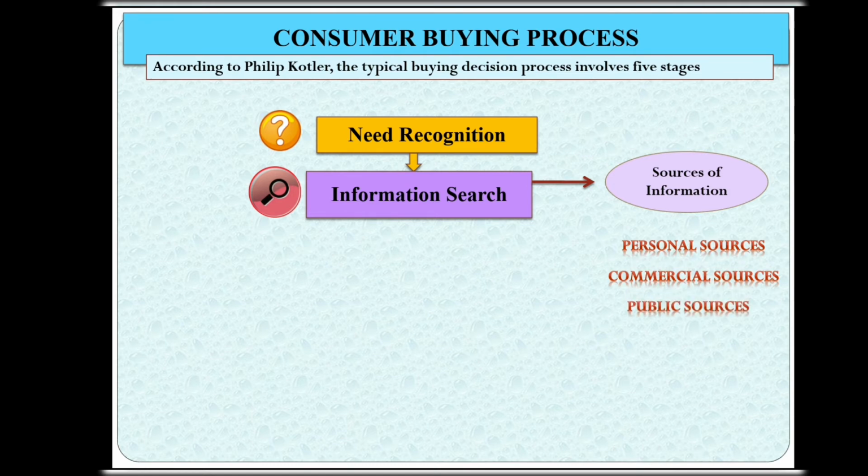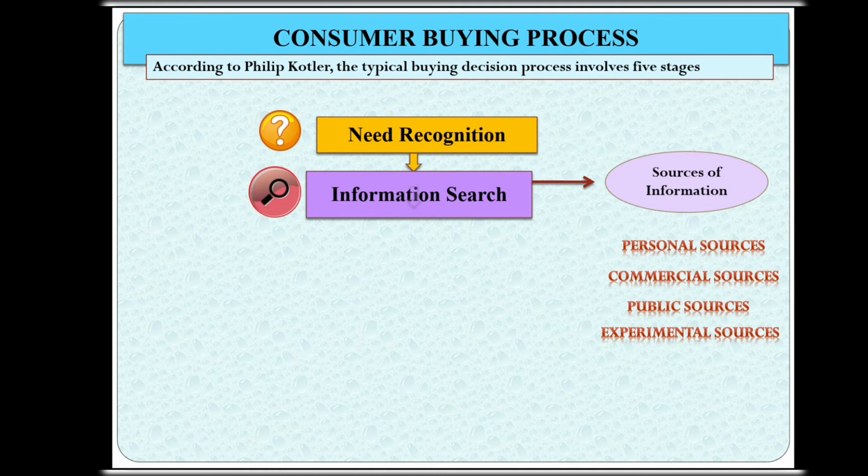Public sources include mass media and consumer rating organizations. So they also become confidential sources to provide information. And then experimental sources. This includes handling, examining or using the product by the customer himself. So such information becomes decisive and confidential. So certain customers used to search information by direct experiment also.